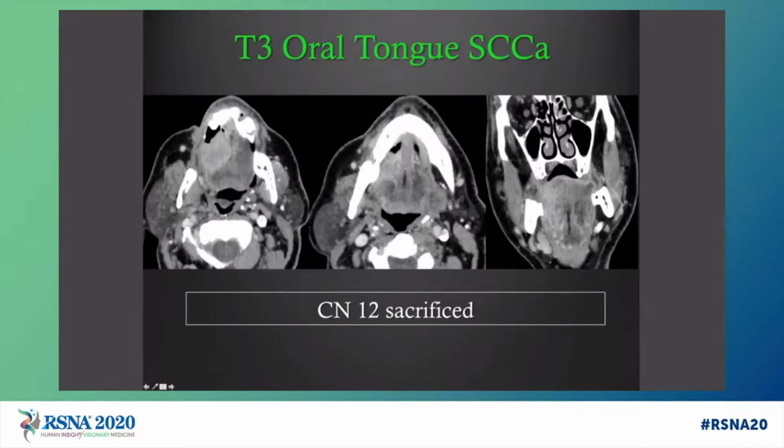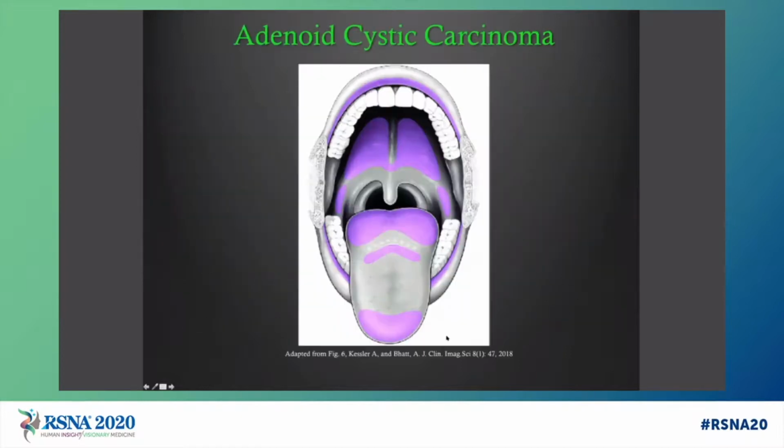In a different patient, also with a T3 oral tongue squamous cell carcinoma, we see a large enhancing mass extending ventrolaterally along the oral tongue. When we look on the coronal plane, however, in this case, that hyoglossus muscle and mylohyoid muscle are involved, and in this case, the hypoglossal nerve must be sacrificed.